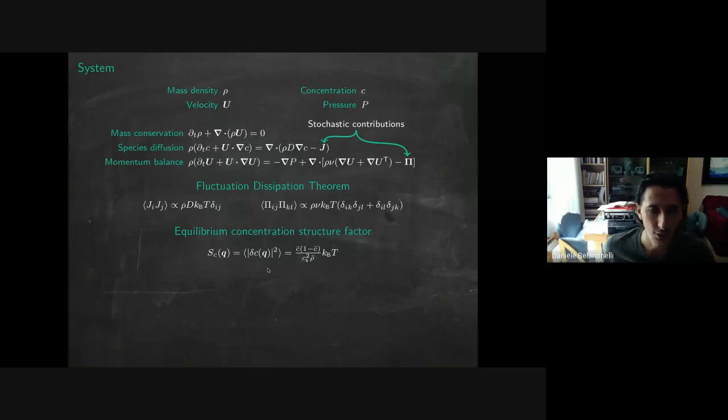This situation is well described by the fluctuating Navier-Stokes equations for binary mixture, where J and pi here are the stochastic contributions to the corresponding deterministic equations. They are related to the transport coefficients D and nu via the fluctuation dissipation theorem. By linearizing with respect to a homogeneous background and applying the fluctuation dissipation theorem, one obtains the structure factors for the hydrodynamical fields, in particular for the concentration, which turns out to be independent of the wave vector Q.